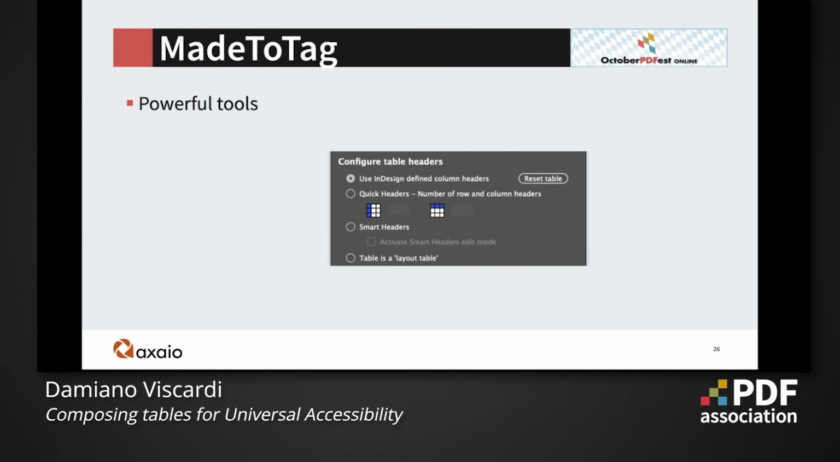So this is just an example. There is a specific tool for fixing the tables, for setting the headers, for tagging the headers of the table, the vertical headers, the horizontal headers, and also to identify the tables that are not real tables, that are layout tables. You can mark them and tag them as layout tables or find an alternative for them.